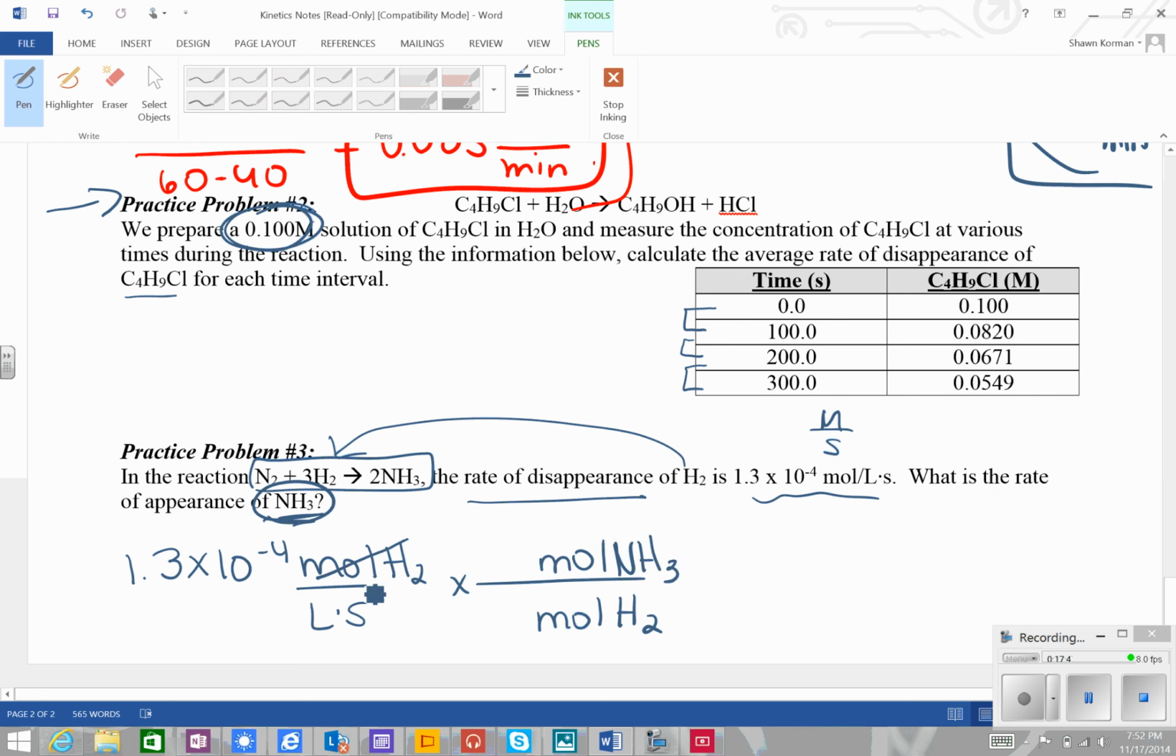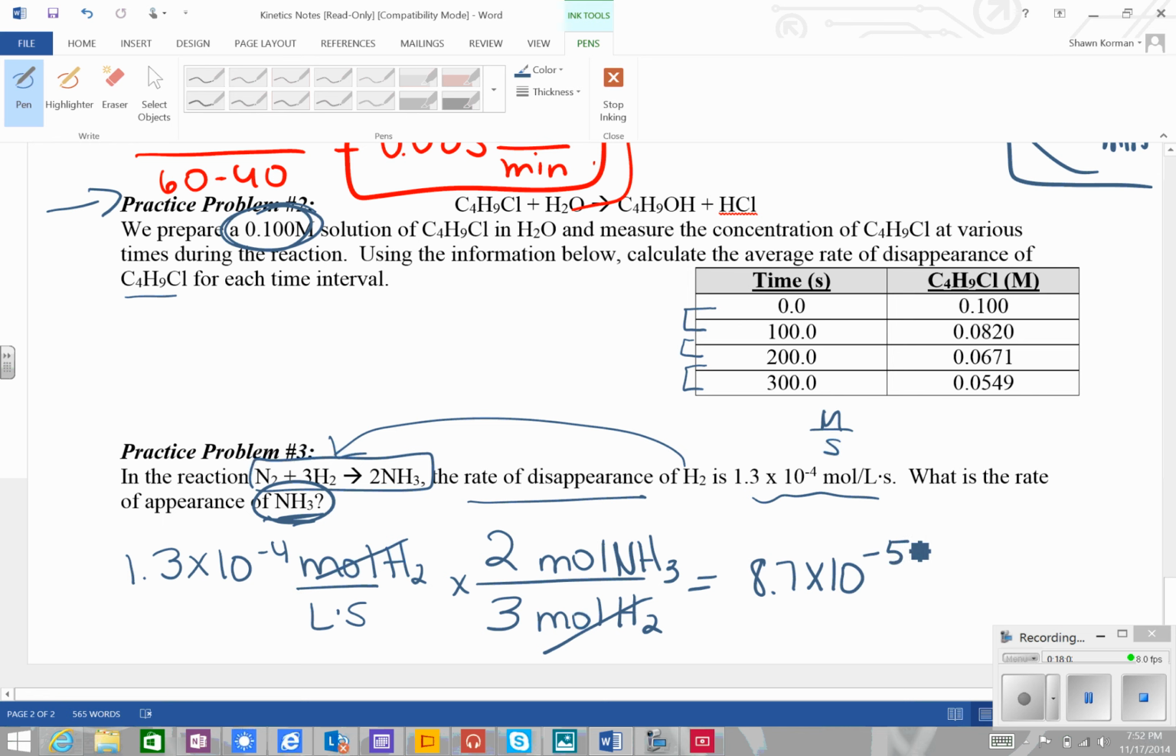Okay, so see how moles of H2 is going to cancel? I'm going to plug in my coefficients, right? That's always how we do a mole-to-mole step. So a 3 and a 2. And then I'm going to plug that in my calculator. And when I do, I get 8.7 times 10 to the negative fifth.